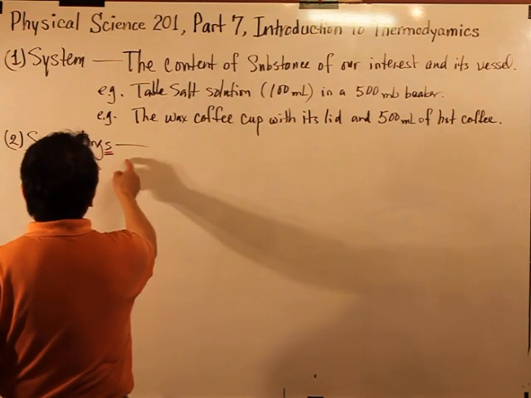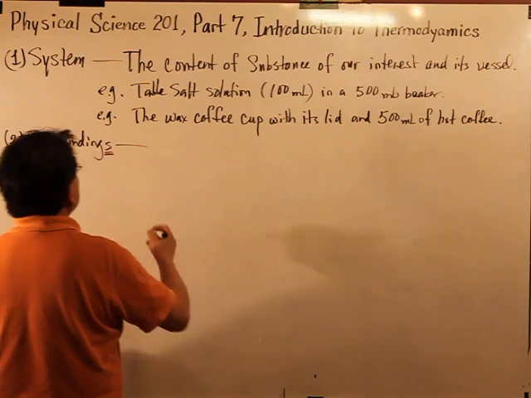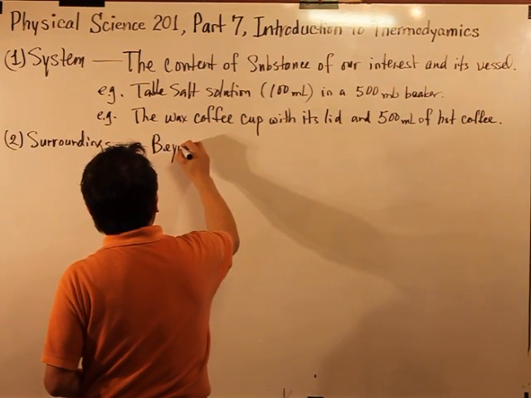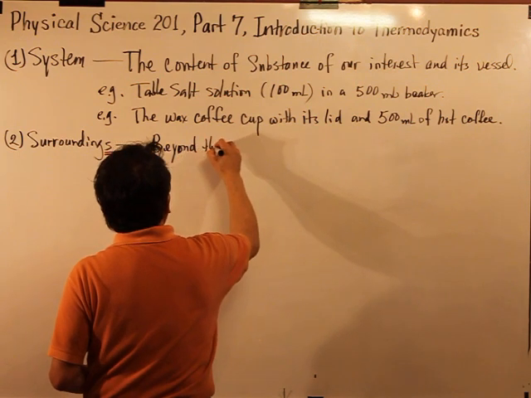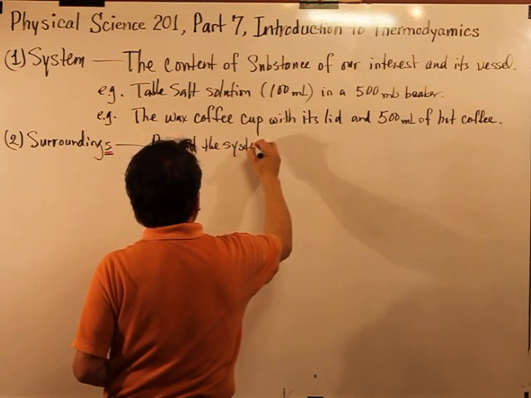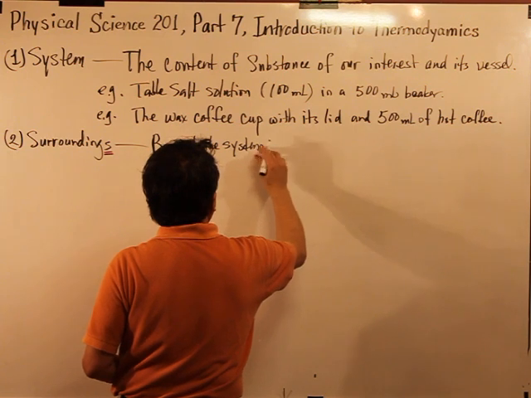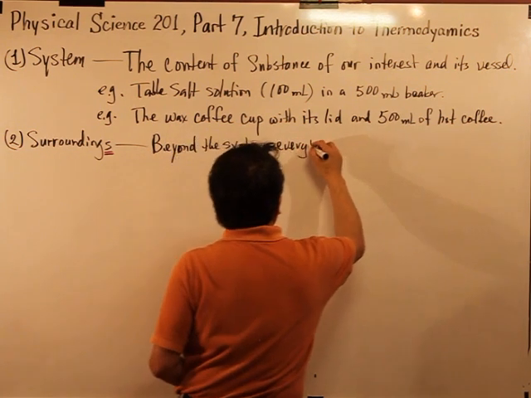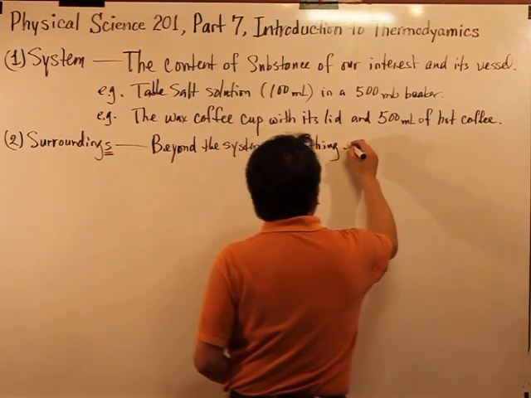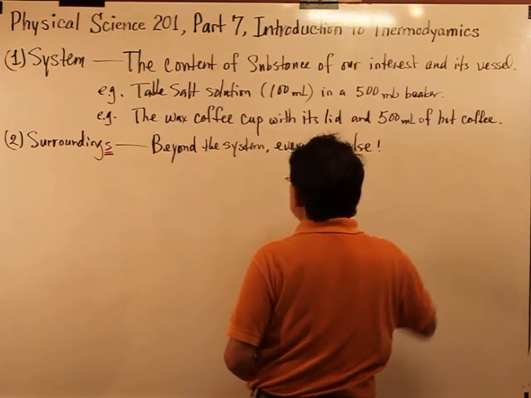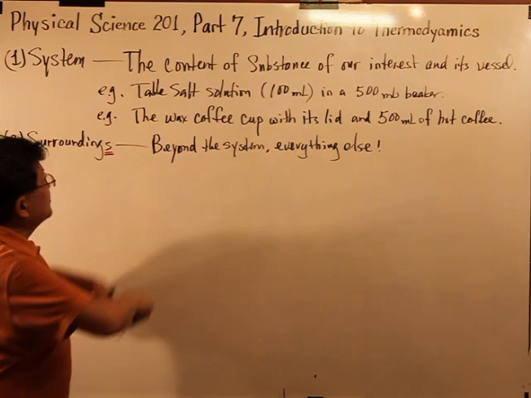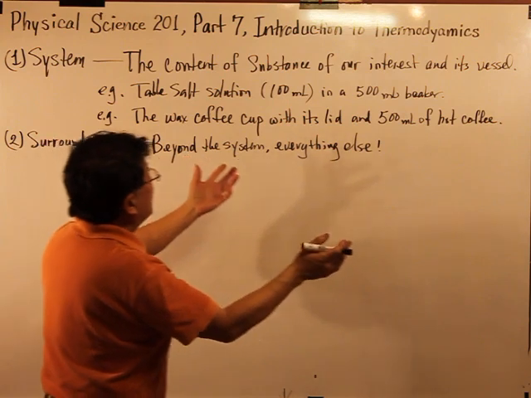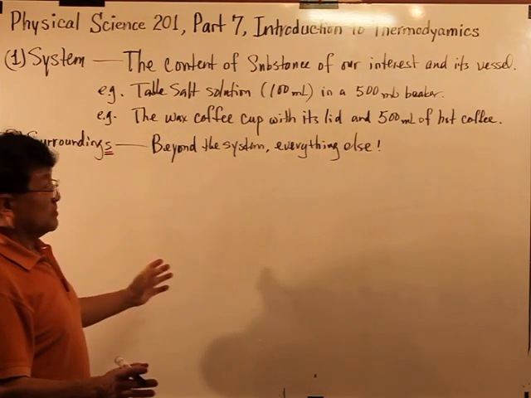All right. Surroundings. What is surrounding? Surroundings means what? Right. Beyond the system. Beyond the system, everything else. So outside the cup of coffee or the glass beaker, everything else.